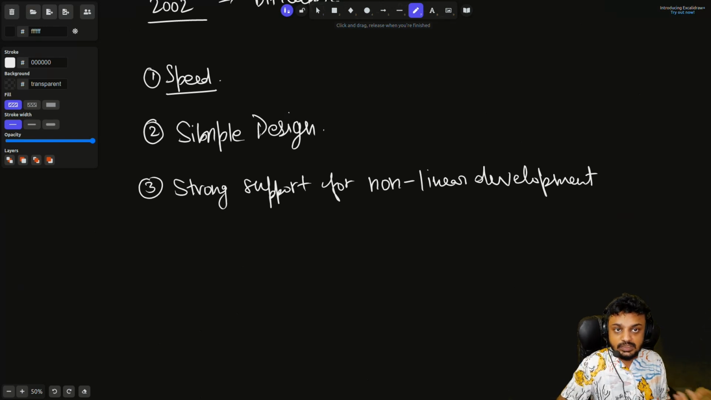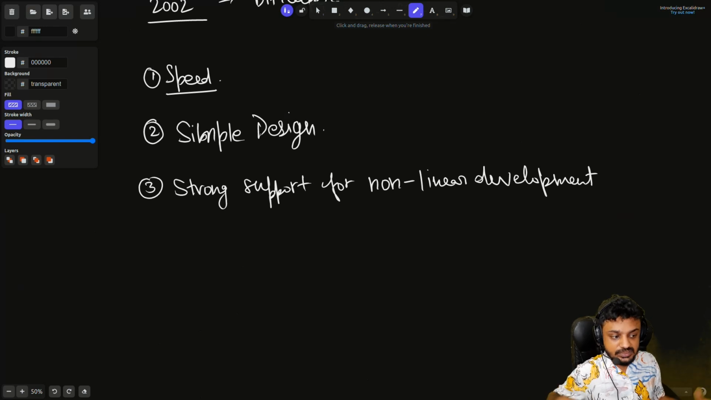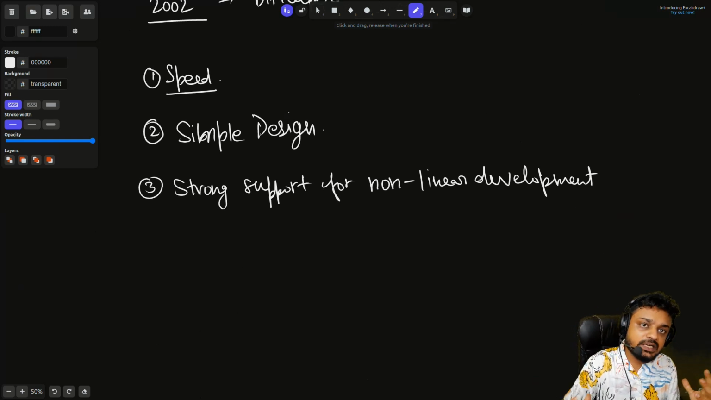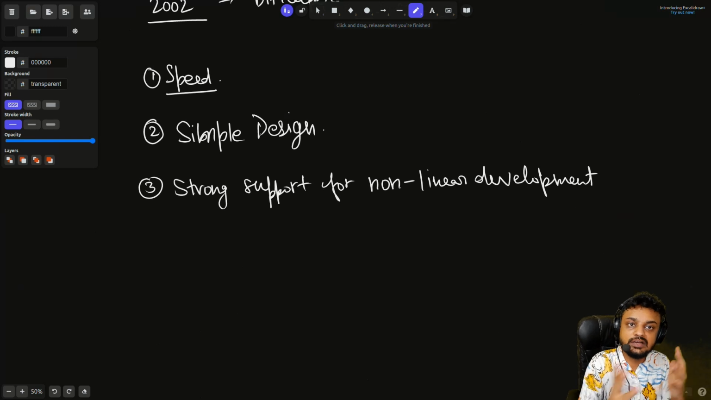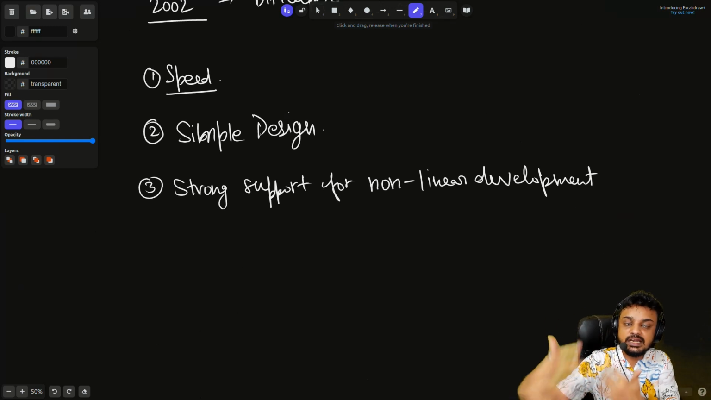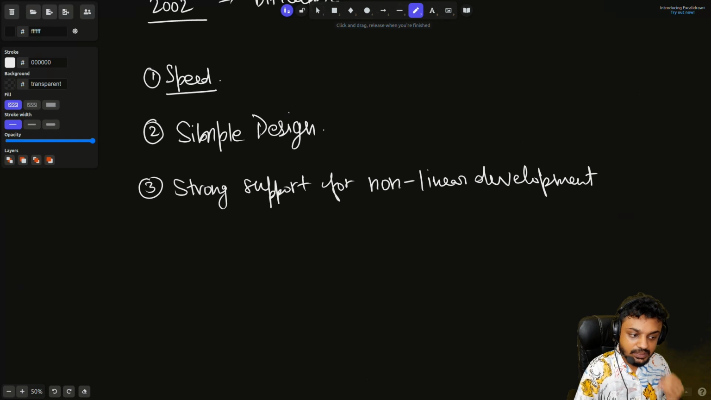What this means is that programming is something where you don't go step by step. Since multiple developers are working together, it's never going to be like you first create a nav bar, then a footer, then this, then that. Multiple developers might be working on multiple features at the same time. So you want something where development is not linear, one after the other, but multiple things are happening in parallel. So they wanted strong support for non-linear development.